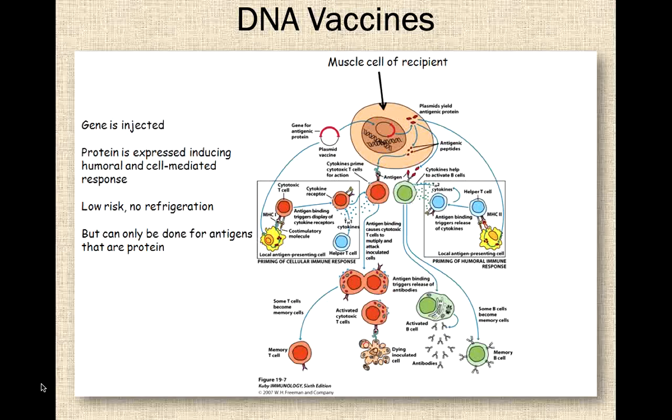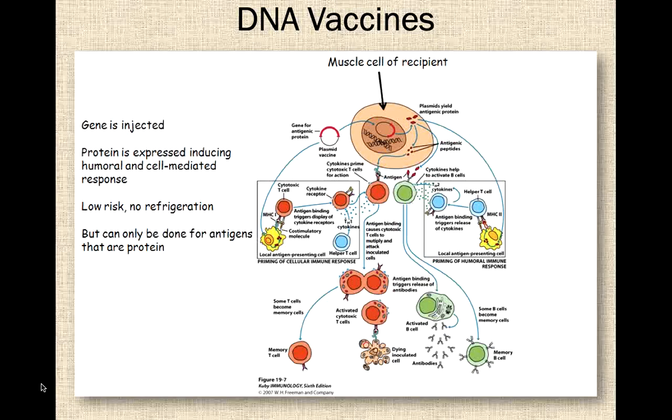The antigenic peptides can be used for TH cell or TC cell recognition, and then you have activated B cells and cytokine production, and all the processes go on in the same manner, and they can generate immunity which is long lasting. Though they are still under trials, they are not used in any of the vaccines available in the market as of today.